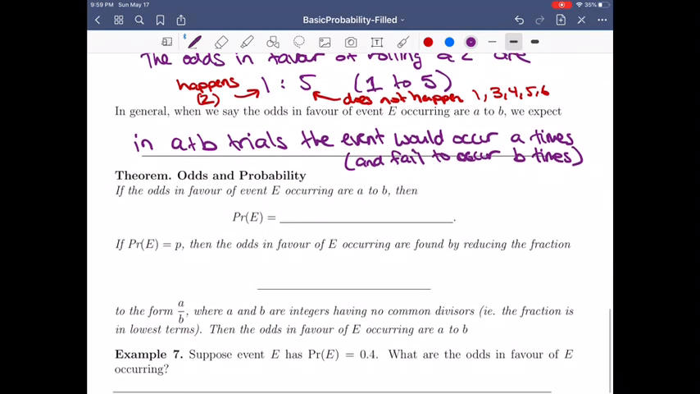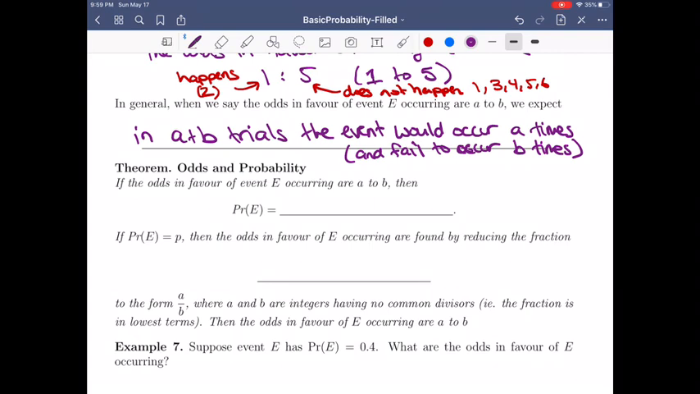If we want to go between odds and probability, it's usually easier, I think anyway, to go from the odds to the probability. If you have an event E and the odds are A to B in favor of E, then the probability of E is going to be A, the number of ways that E should happen, divided by the total number of trials, which here is going to be A plus B. In A plus B trials, we expect it A times. That's where that probability comes from.